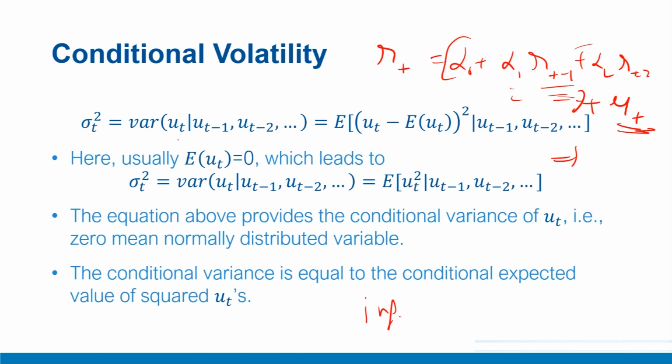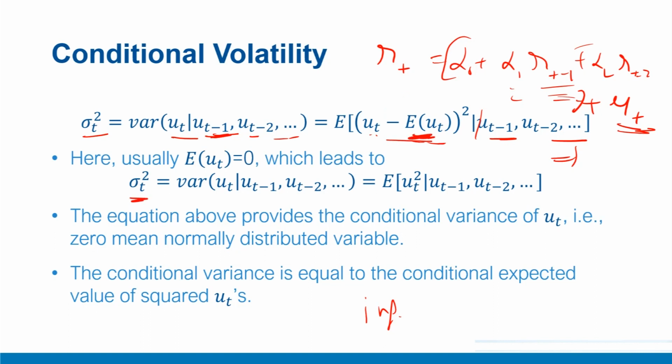Now, the conditional variance of this mu t, or sigma square t, is what we call conditional volatility or conditional variance, which is conditional upon historical information or innovation such as mu t minus 1, mu t minus 2 and so on. As we have said earlier, it is nothing but the expected value of mean deviation squares, that is mu t minus expected value of mu t, whole square, conditional upon mu t minus 1, mu t minus 2 and so on. Now recall our assumption that the expected value of mu t is 0.